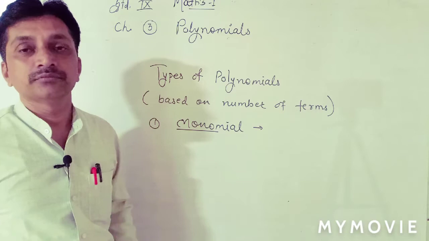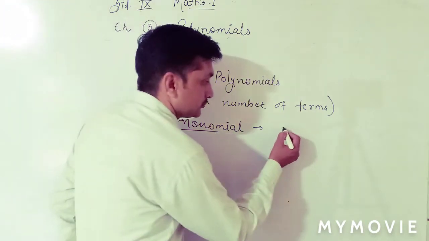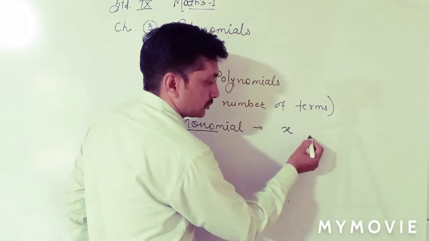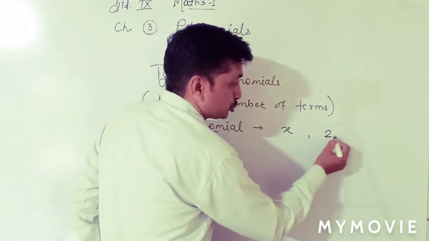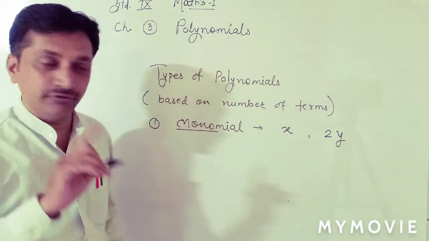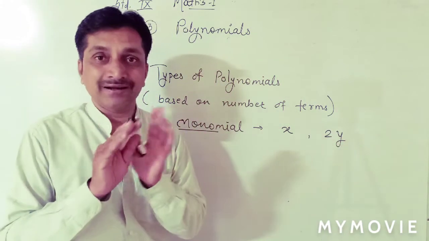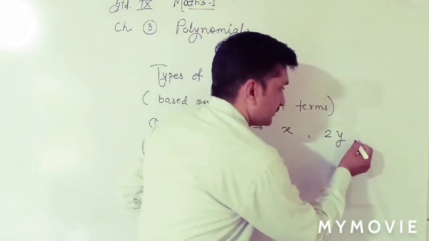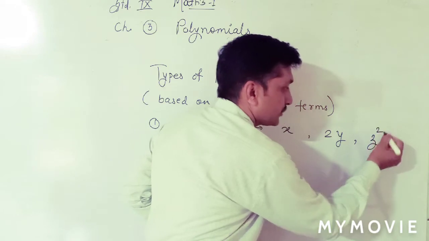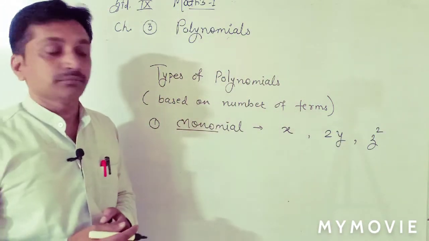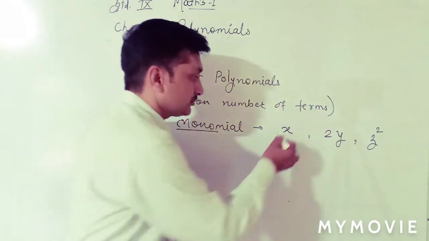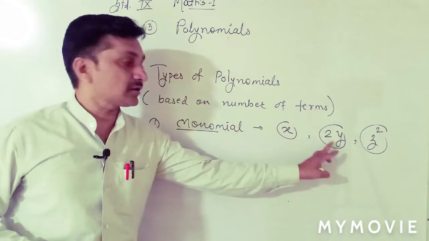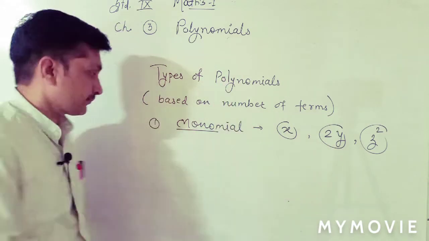Only one term. For example, x, one term only, or 2y, only one term, 2y. 2 and y are not separated, that is single only, 2y. Or we can write z square, single term only. Based on number of terms, these are monomials. First type.